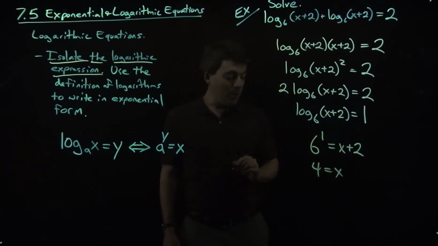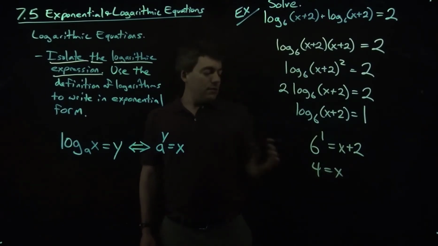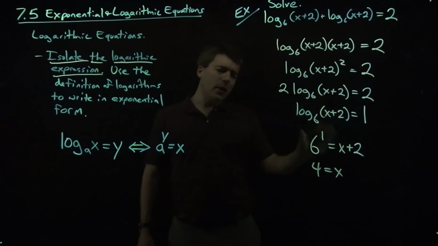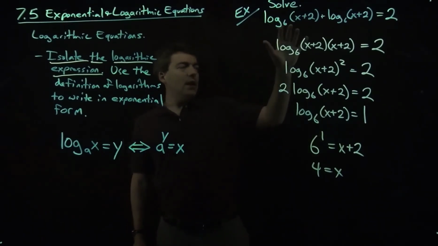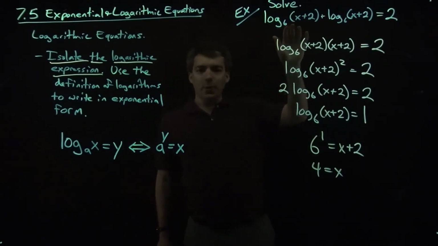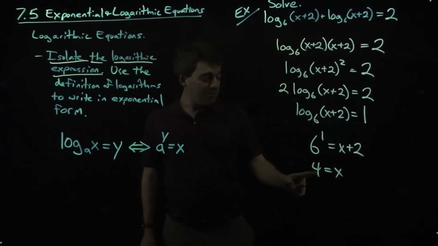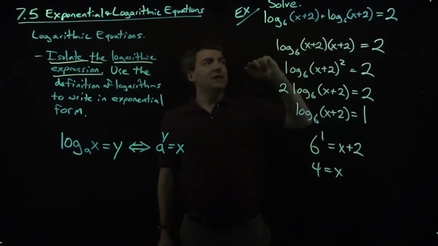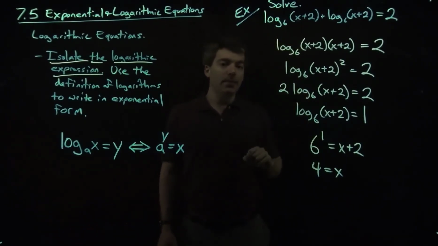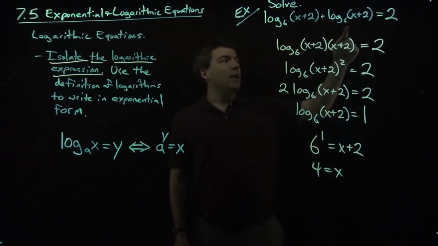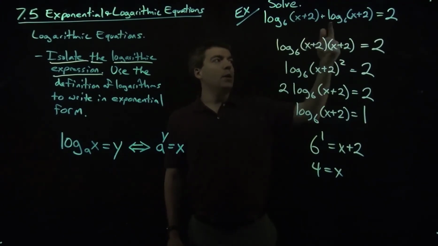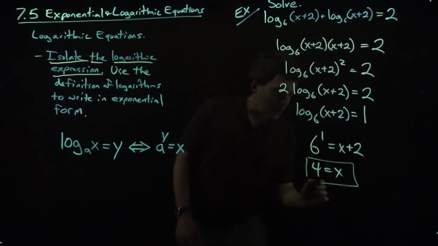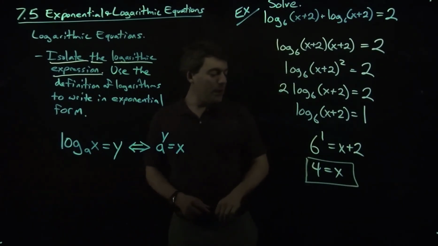So x is 4. And we can check this in our original, and we should do that when we're solving logarithmic equations because of the rather strict domain for the logarithmic function. Okay, so we put the 4 in here. We get 4 plus 2 is 6, and log base 6 of 6 is 1. Again, log base 6 of 6 is also 1, and 1 plus 1 is 2. So this solution checks out. It is the solution to our logarithmic equation.